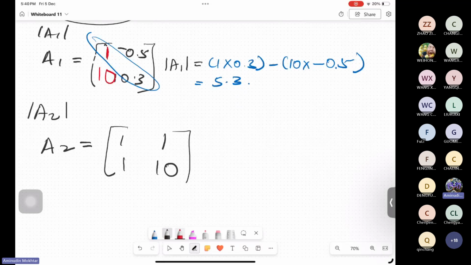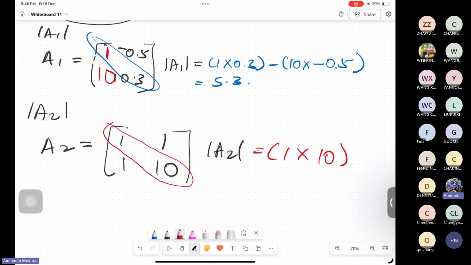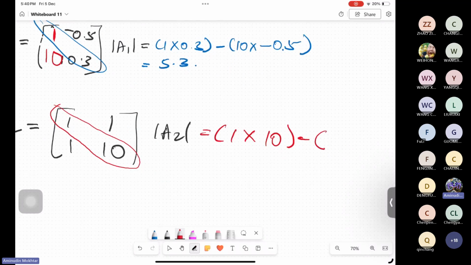So the next one again, the determinant of A2. How to find the determinant of a matrix? First, define the main diagonal. The elements of the main diagonal are 1 and 10. We calculate the product of these numbers, minus the product of the other two numbers, 1 times 1. So the answer is 1 times 10 equals 10, minus 1, 10 minus 1 equals 9.